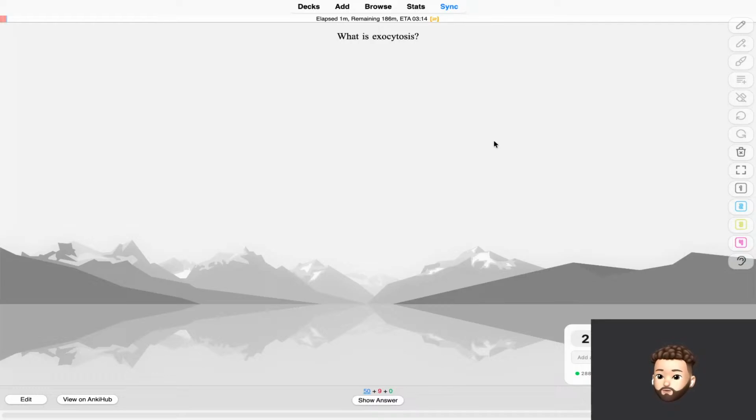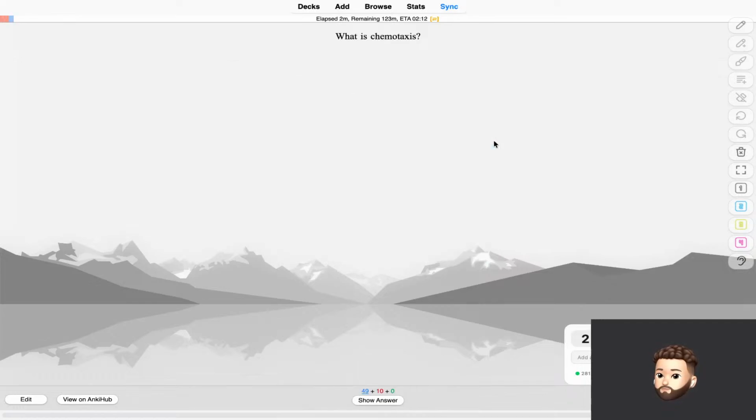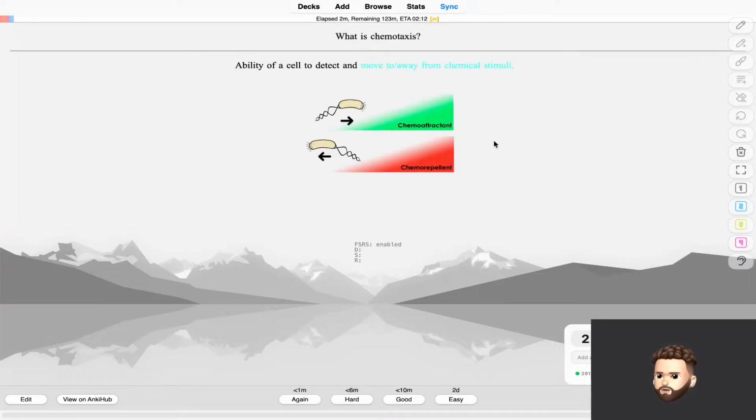What is exocytosis? It's leaving the cell, basically, by pushing the membrane out and it pops out like a bubble. Takes material into... What is chemotaxis? Ability of a cell to detect and move toward or away from chemical stimuli.